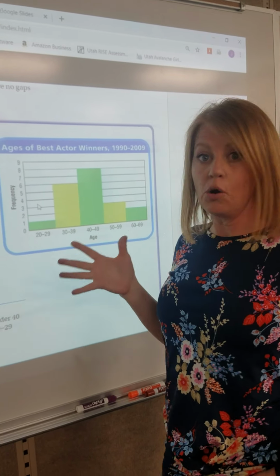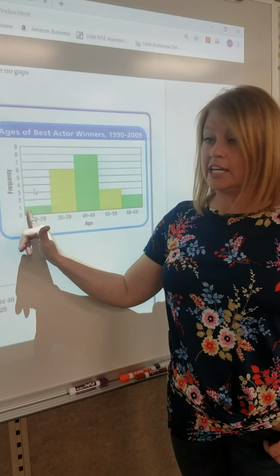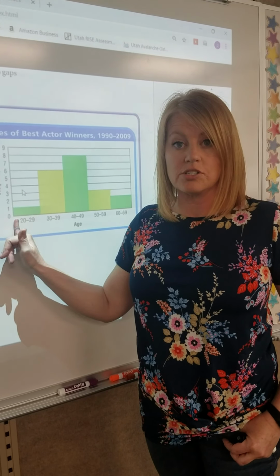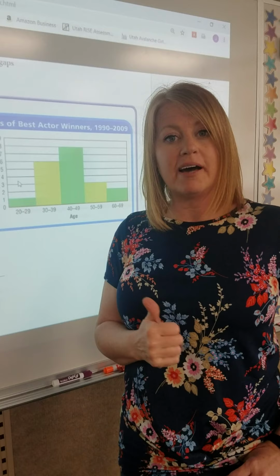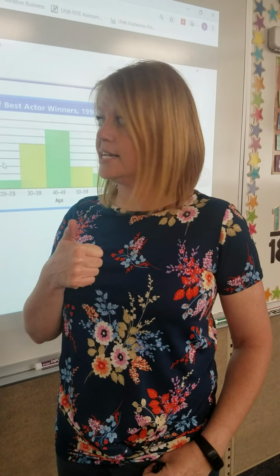And we can still show all that information, but we use intervals like we talked about when we were doing frequency tables. Okay, so today we're going to talk about how to read a histogram, and then we're also going to talk about how to create one. If you want to grab your book and follow along, I think that's a great idea.